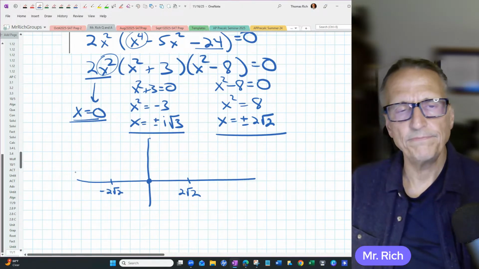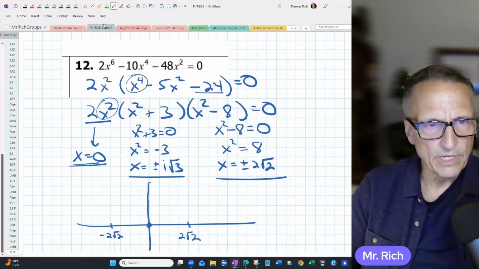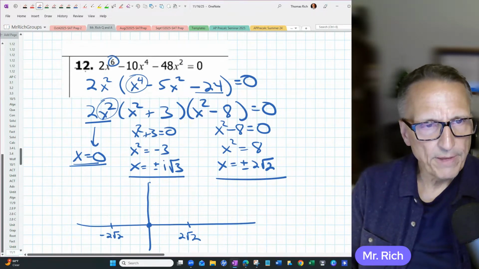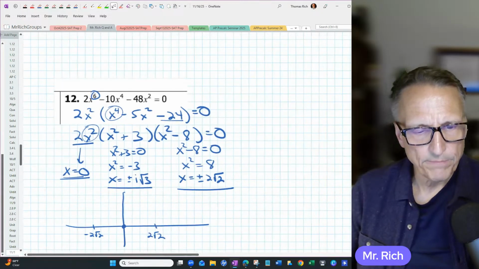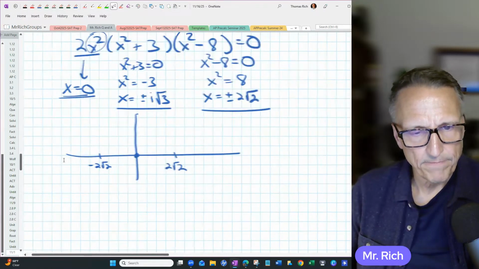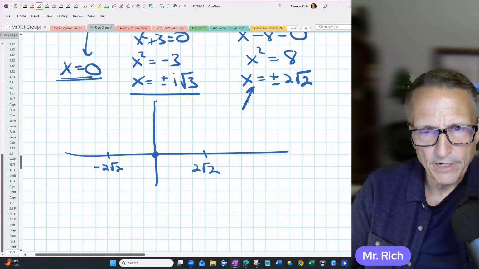Now, let's talk about the end behavior of this function. It is an even degree with a positive leading coefficient. So the end behaviors are up to the right and up to the left. So the function would be coming from the right side up here.